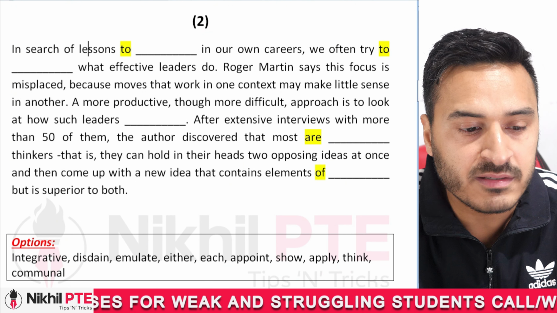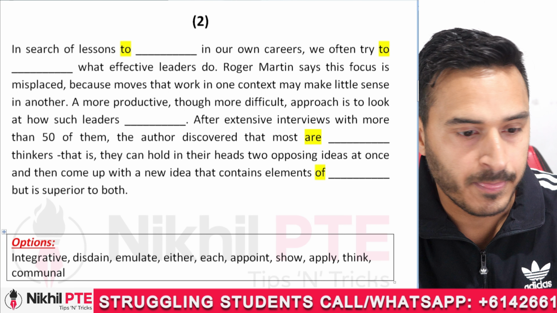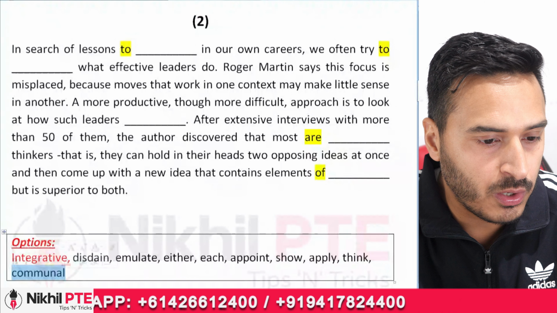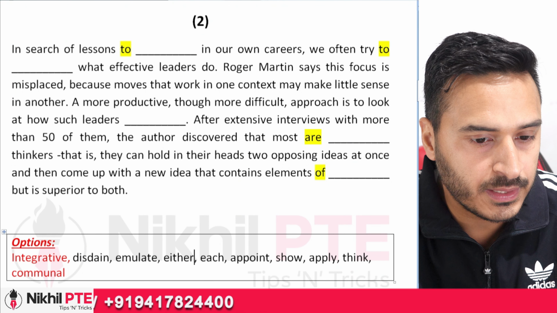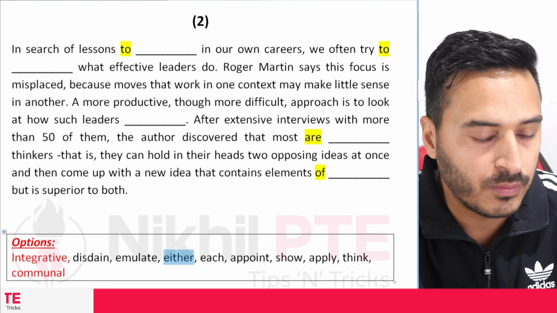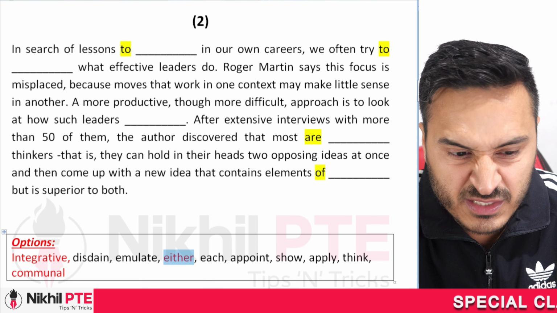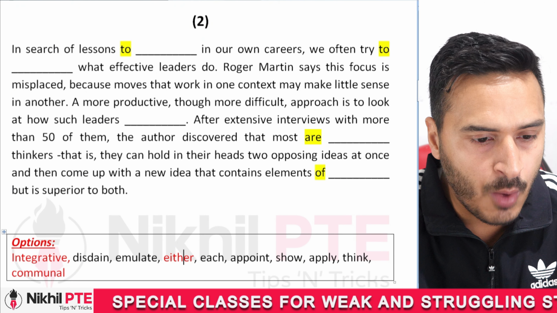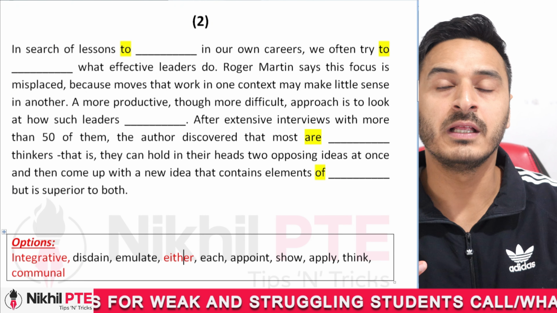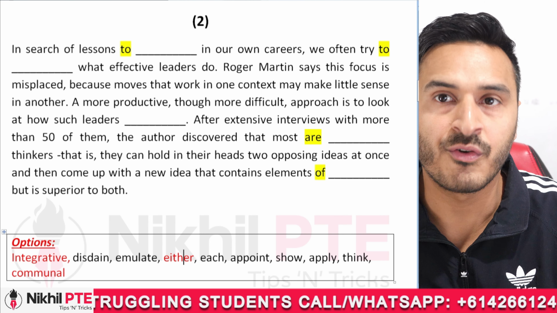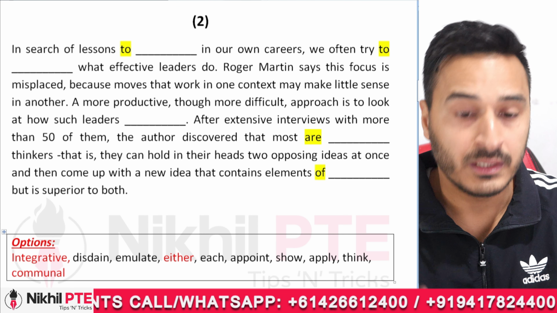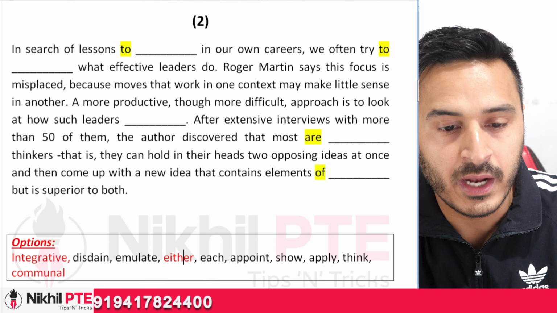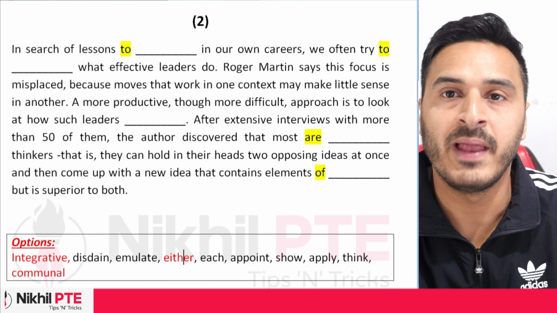So let's understand the first form of verb first. Interrogative, no. Communal, no. Either, no. Disdain, I don't know if it's a verb or not a verb, no problem. So three options are gone. So you can see the probability of finding the right answer is increasing. That is the reason I'm telling you guys, you just have to understand it very clearly so that you can solve your PT reading fill in the blanks very easily.